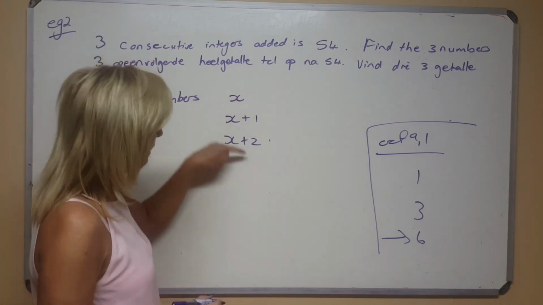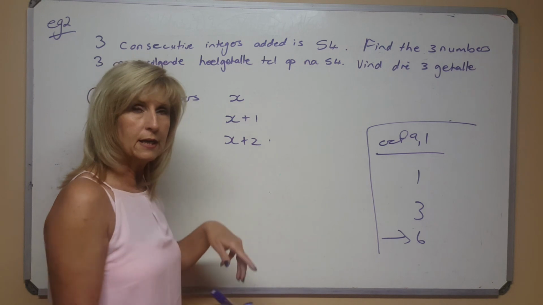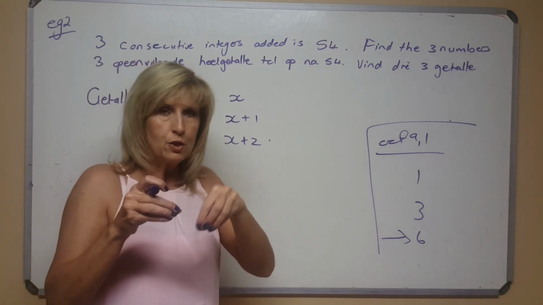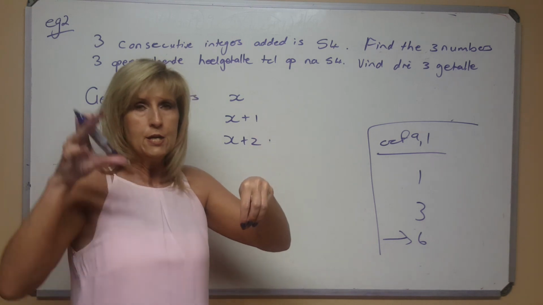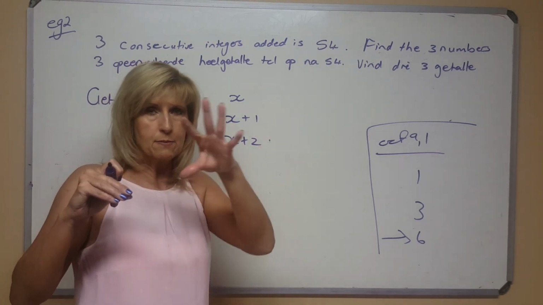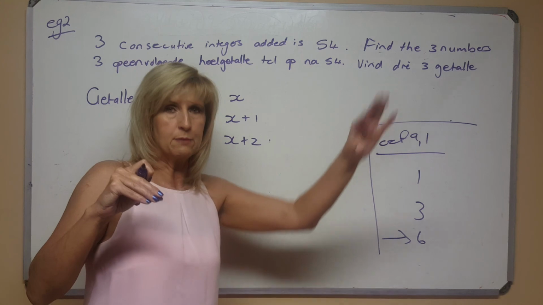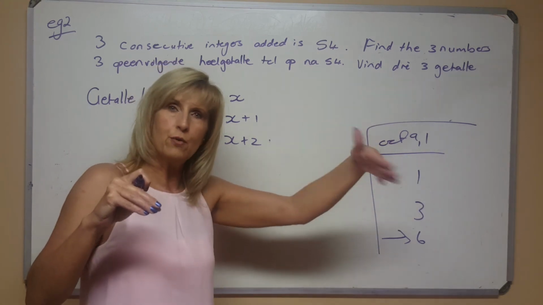Nie tel 2 by nie, dit nie die volgende ene nie. If you've added 1 to the next one, you should add 2 to the original one to get to the next one. So it's going to be x, then x plus 1, x plus 2, x plus 3, x plus 4, x plus 5. That's how they will follow on each other.